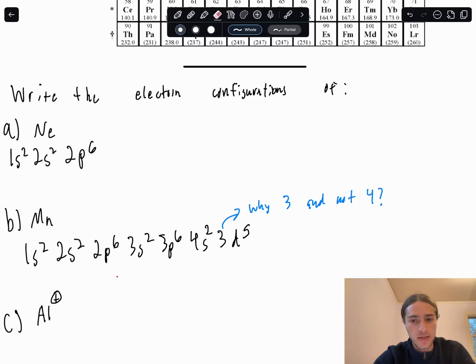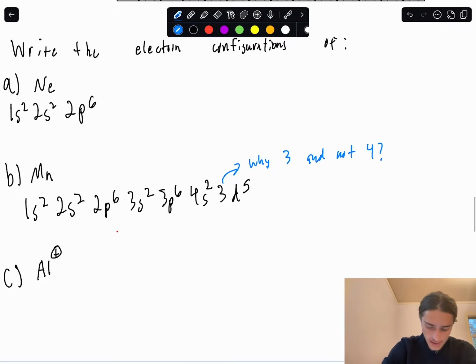For your MCAT purposes, and honestly for most undergraduate classes, the bottom line here is that the d orbitals lag behind in number from the s and the p. So if you've got a 4s, 4p, you're going to have a 3d, or 5s, 5p, you're going to have a 4d orbital. They lag behind in number. All right, let's give our last example a try.